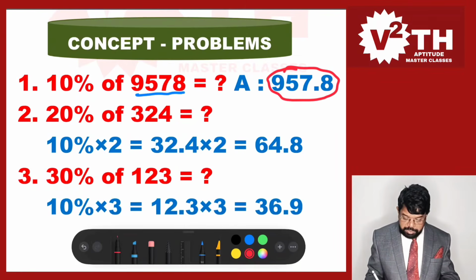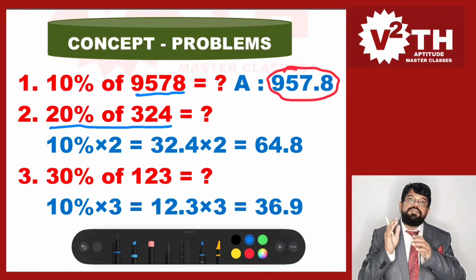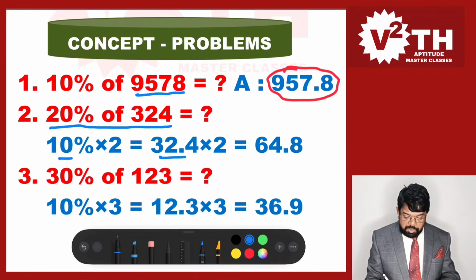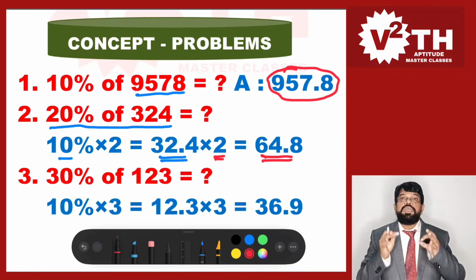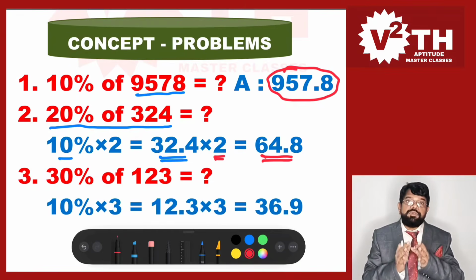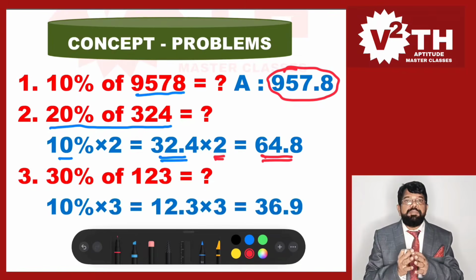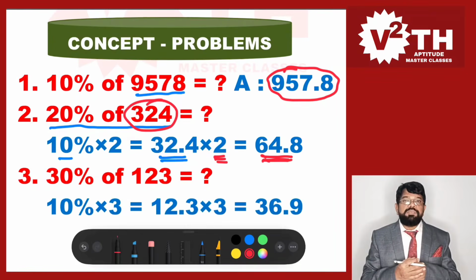Similarly, observe one more example: 20% of 324. How can you calculate it? Place the decimal after the unit place value to get 10%, assume that in your mind, and multiply by 2. 10% of that value is 32.4. 32.4 into 2, how much is its value? 64.8. So this is the strategy to put in your mind: to calculate 20% for any value, take the 10% value in your mind, no need to write it on paper, and multiply it by 2 directly.